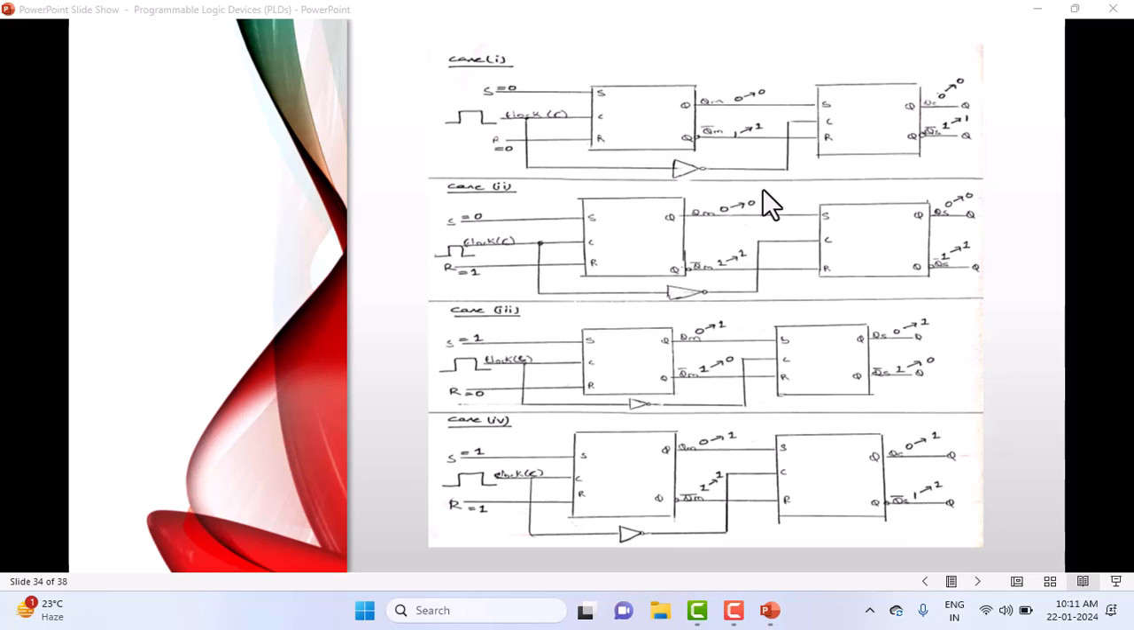And when the clock is now 0, the slave becomes enabled, the same undefined state will propagate through the slave, and the slave output also will be in an undefined state. So both will be in undefined state when S is equal to 1, R is equal to 1. This is a drawback of the master slave SR flip-flop. We don't expect this from the master slave SR flip-flop. So this kind of state must be avoided.